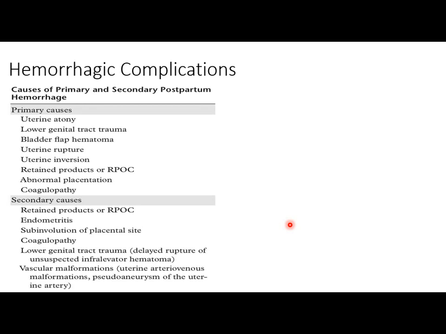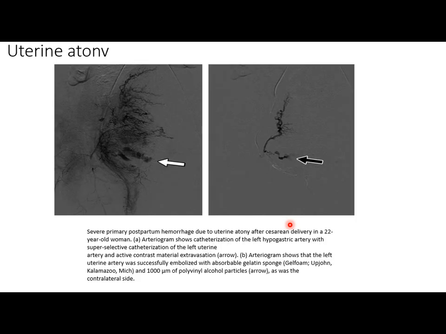About hemorrhagic complications, we have primary and secondary complications. The primary occur within the first 24 hours, and the main causes of both primary and secondary complications are retained piece of placenta, trauma to the lower genital tract, uterine atony, and uterine rupture. Uterine atony means there is failure of the uterus to contract, and as I said, the contraction decreases blood loss.